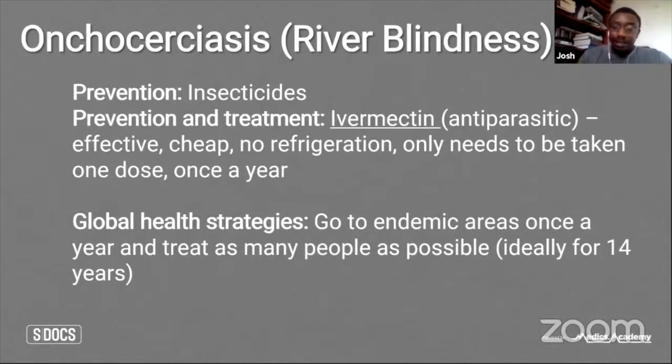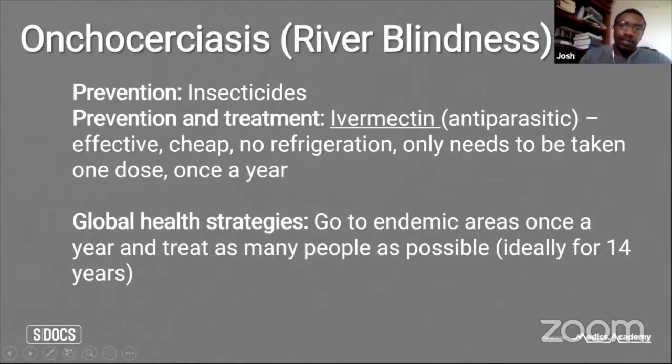At that point, you should know that in that community, everyone has been treated for onchocerciasis. But as I understand, most countries will do this for 6 to 8 years, so still several years. And by that point, it tends to be effectively eradicated in communities.